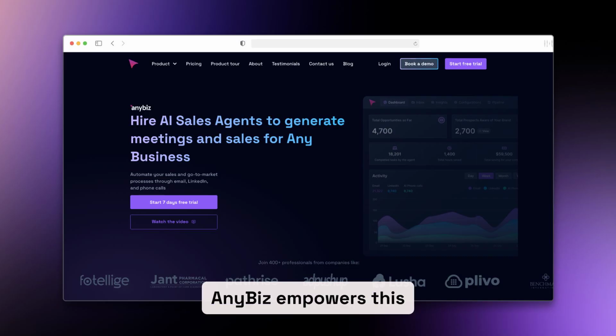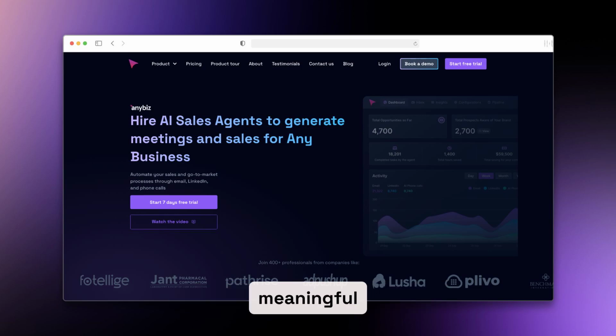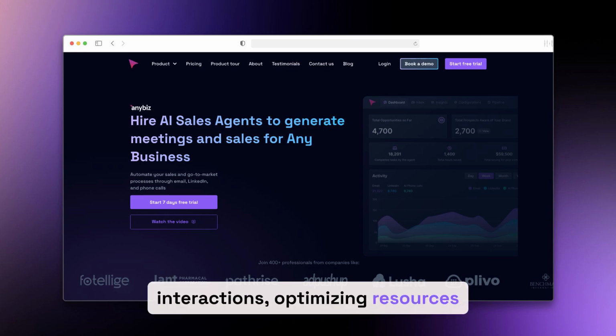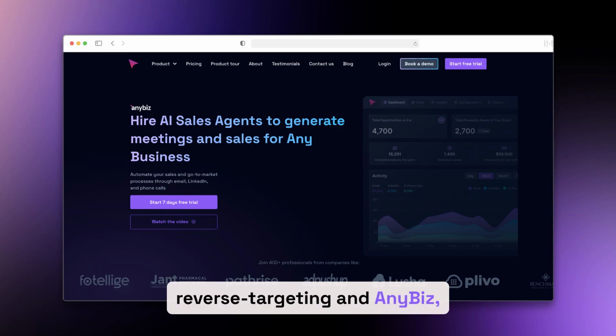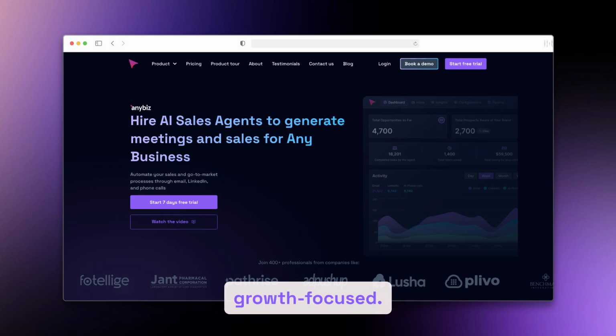AnyBiz empowers this strategy with AI-driven insights, identifying leads with high buying intent and readiness. Its personalized outreach ensures meaningful interactions, optimizing resources and building genuine relationships. With reverse targeting and AnyBiz, lead generation becomes smarter, more efficient, and growth-focused.